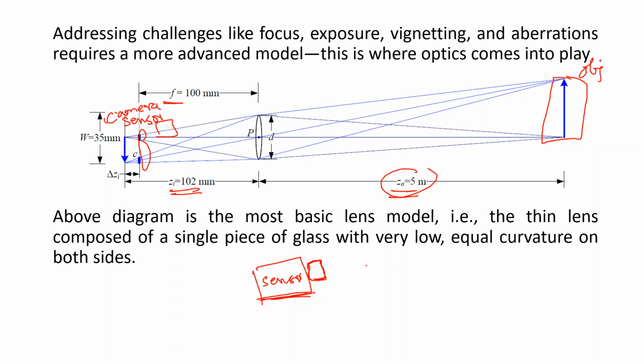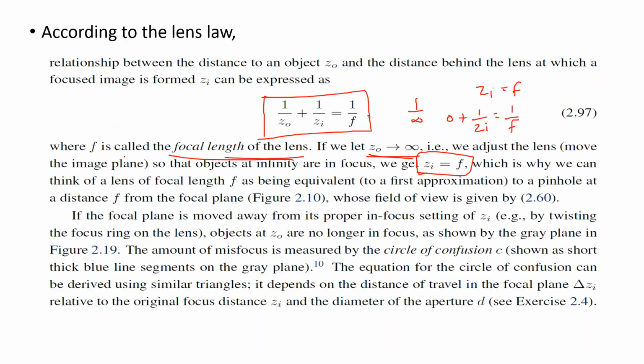So we know that using a phone, we may take a photograph by focusing on some place. If the focus is not clear, sometimes we can get a blurred image, right? So this blurred image represents the circle of confusion. The amount of misfocus is measured by the circle of confusion. If there is misfocus, the image will not be clear.